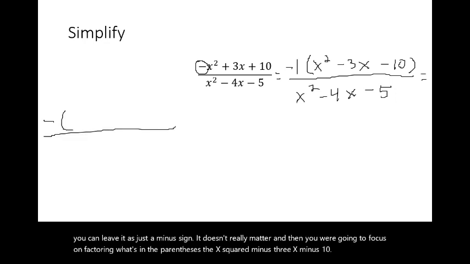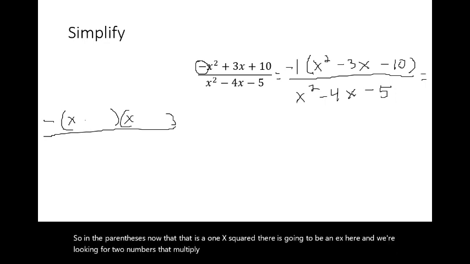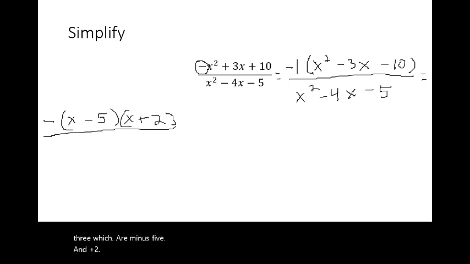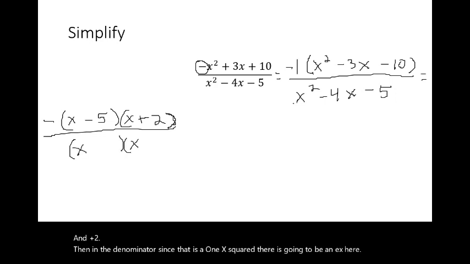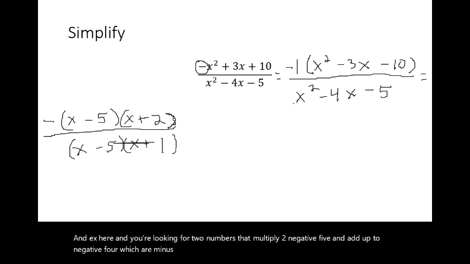So in the parentheses, now that that is a 1x squared, there is going to be an x here and an x here. And we are looking for two numbers that multiply to negative 10 and add up to negative 3, which are minus 5 and plus 2. Then in the denominator, since that is a 1x squared, there is going to be an x here and an x here, and you're looking for two numbers that multiply to -5 and add up to -4, which are -5 and +1. I'm very sorry about that. That's what I mean by I have a glitchy stylus, and there's nothing I can do about it.